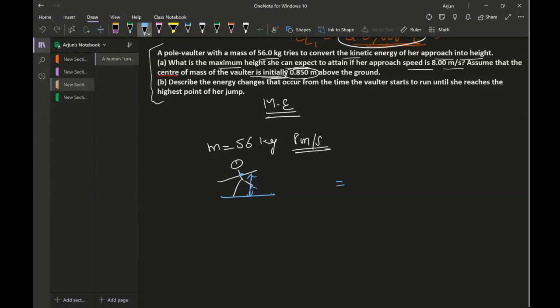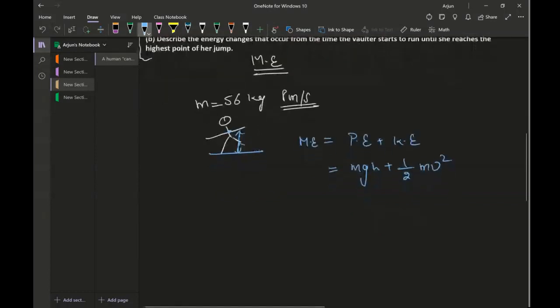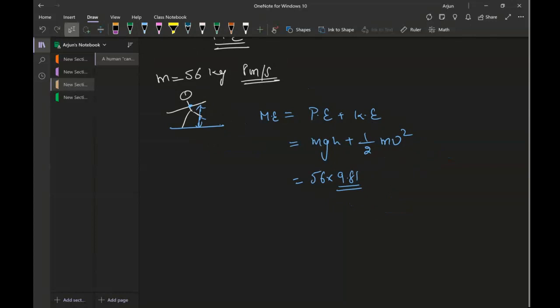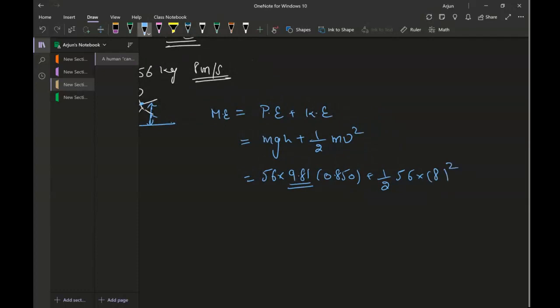We're going to find out the mechanical energy. Mechanical energy will be equal to potential energy plus kinetic energy. Potential energy again is mgh, plus half mv squared. That's what we're going to do in this scenario. Mass is 56 multiplied by 9.81. Again, I don't need to worry about the negative sign in this one. Multiplied by 0.850, plus half times mass, which is 56, times her velocity, which is 8 squared.